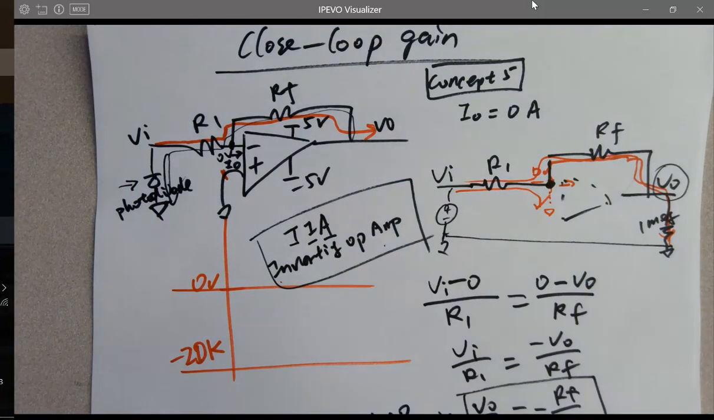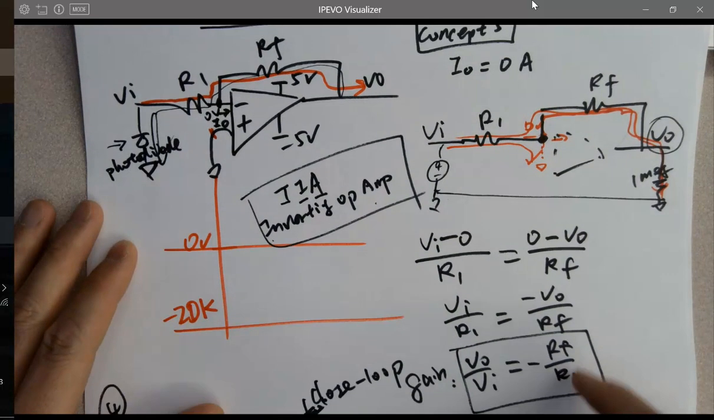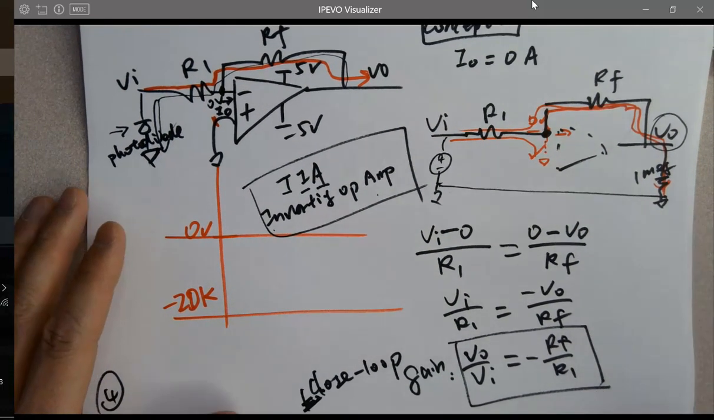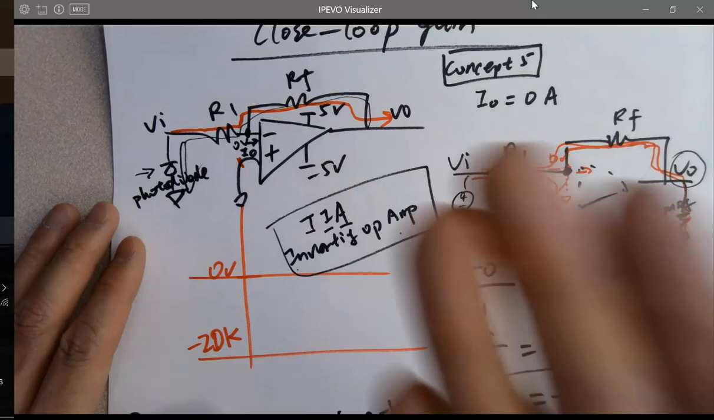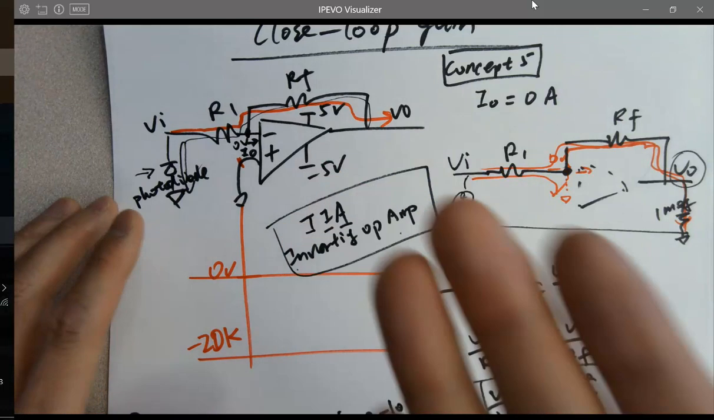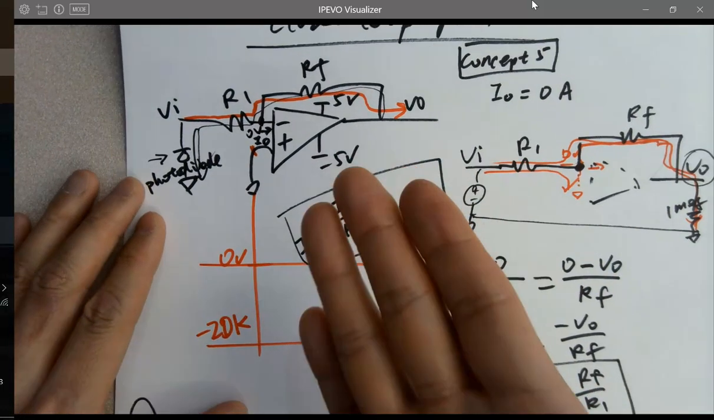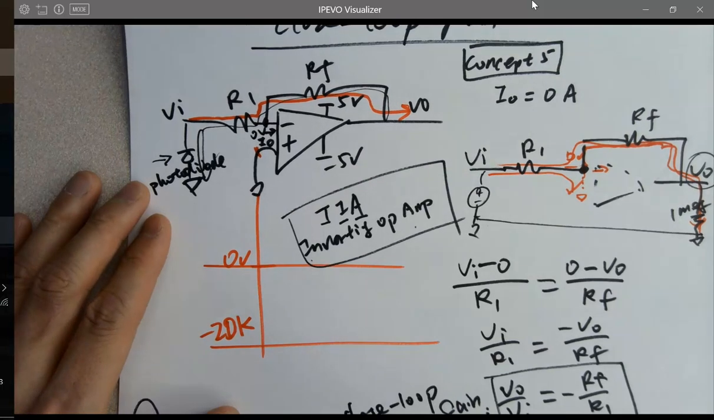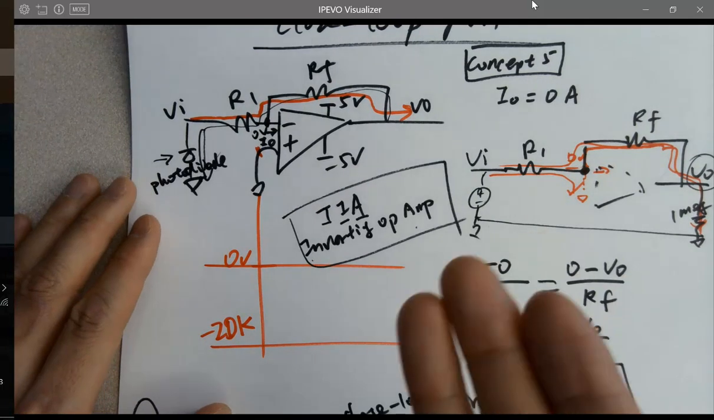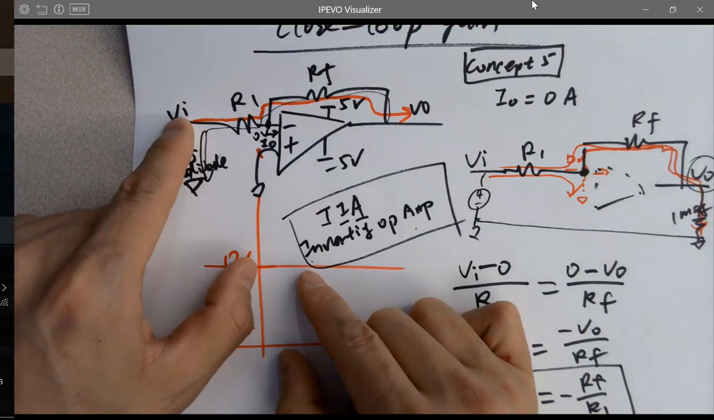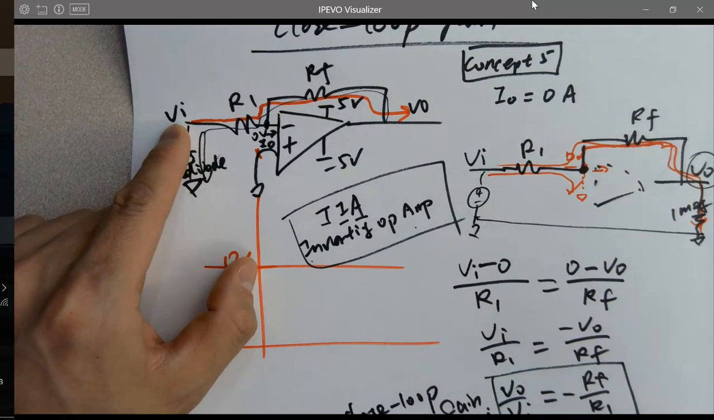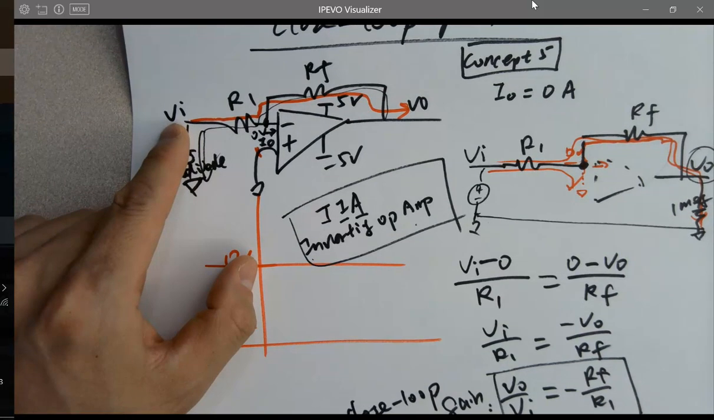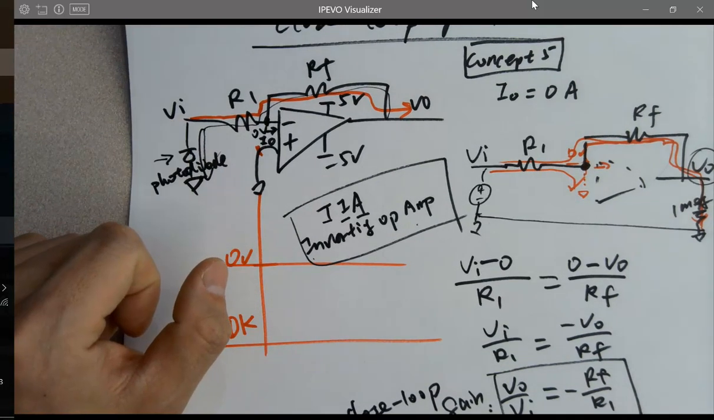But from a different angle, you can say this amplifies VI by RF over R1, which is fine. But physically, it's not a voltage amplifier. It is able to amplify voltage, but fundamentally, it converts current into a voltage, because it amplifies the voltage VI by converting that VI into a current first, and then amplifying the current into a voltage later.